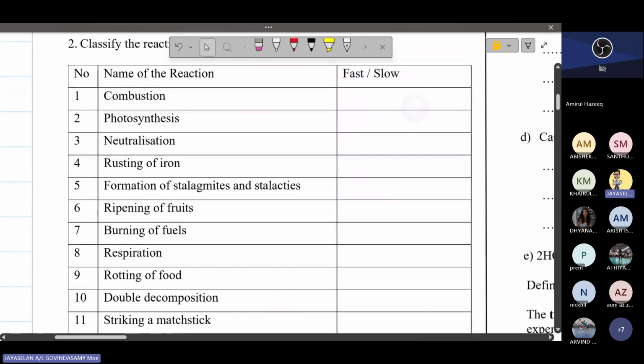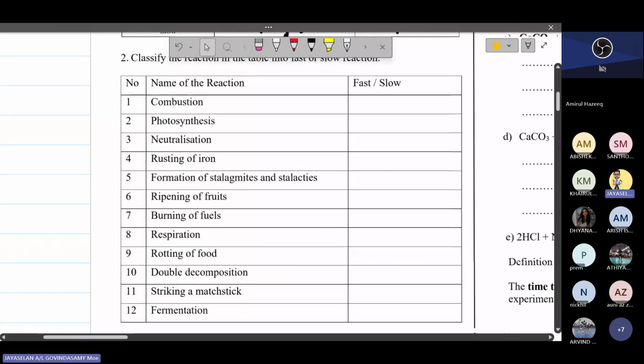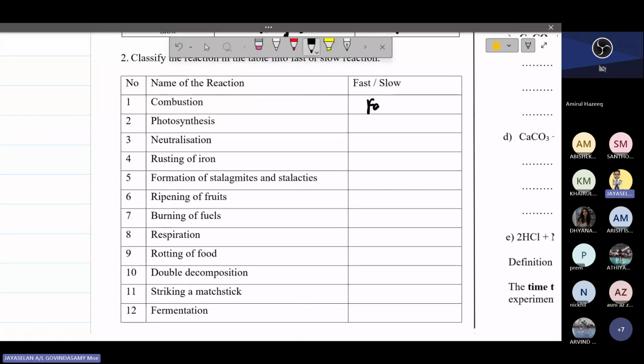Okay, now next one. This one has not come out in the exam for a long time. So 12 reactions you must remember, which one fast, which one slow. Combustion, I put fast reaction. Photosynthesis. Okay, now you all take a paper and answer. I wait for 1 minute.